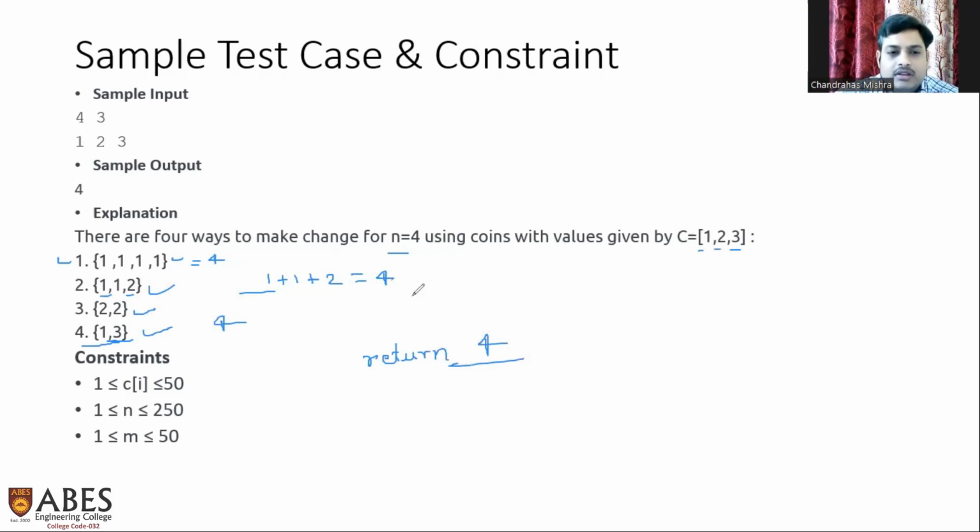So this is the problem statement. What are the constraints given here? The coins will be from 1 to 50 and the amount will be from 1 to 250. These are the constraints that are given here.